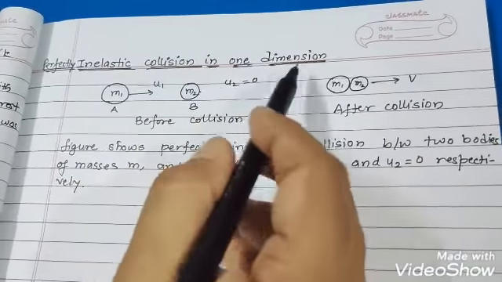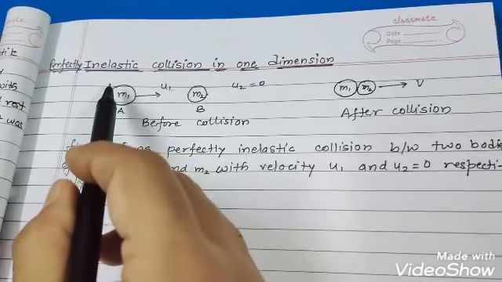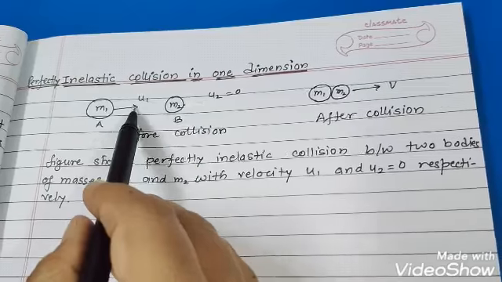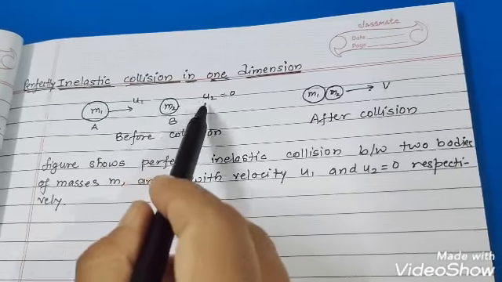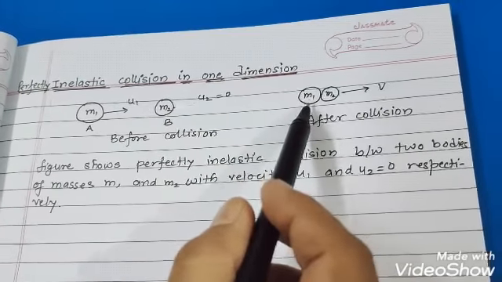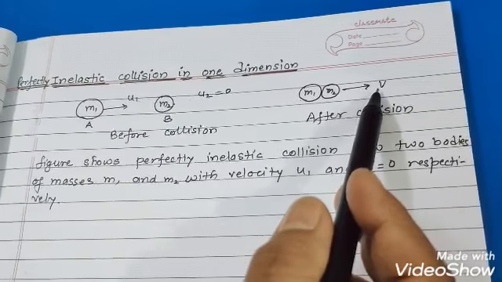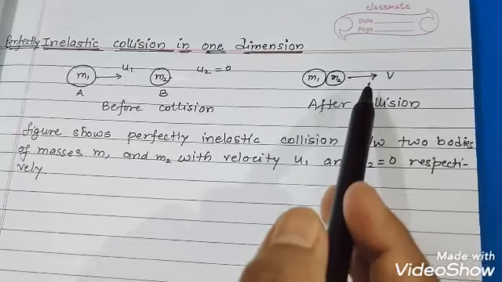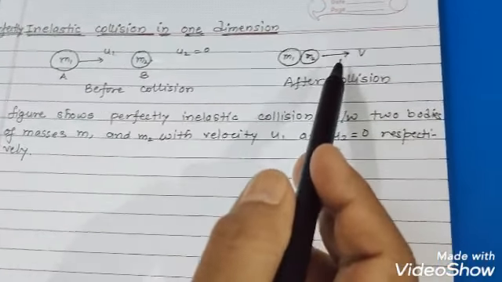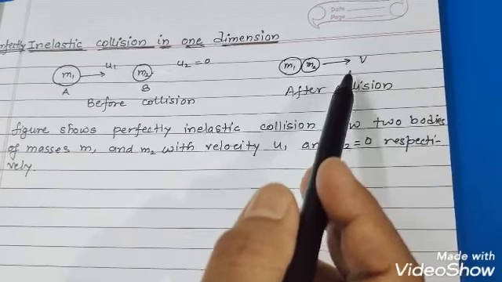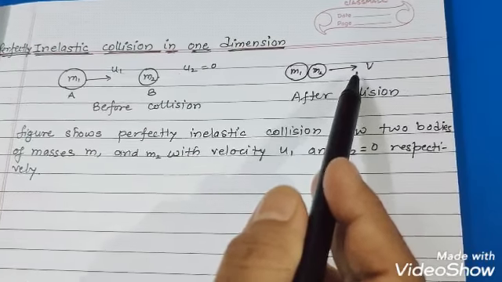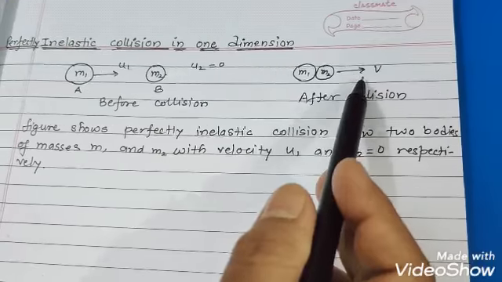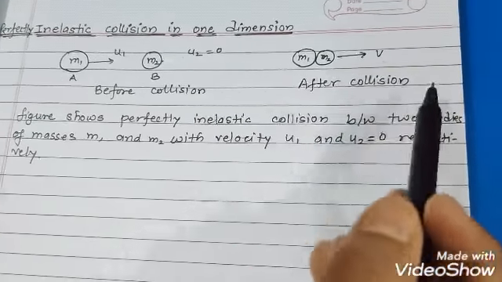Perfectly inelastic collision in one dimension. It is explained in the figure: body A of mass m1 moving with velocity u1, and another body B of mass m2 initially at rest. After collision, m1 and m2 are moving with the same velocity v, as stated in the perfectly inelastic collision. The relative velocity of separation between the two bodies after collision is 0. That means v1 equal to v2 equal to v. So both bodies will stick together and move with the same velocity v.